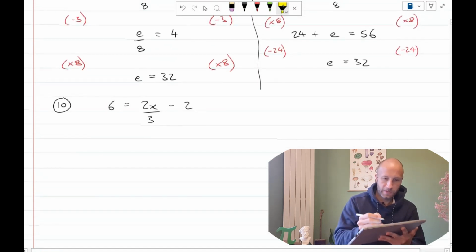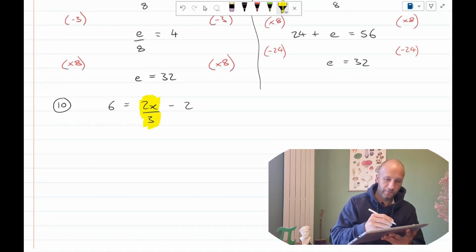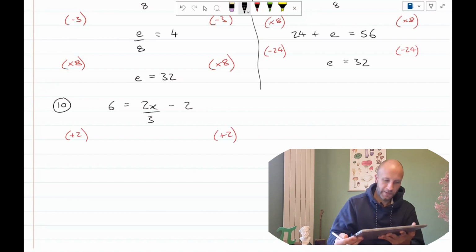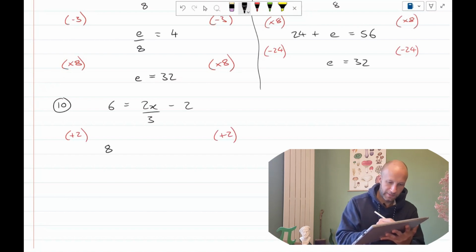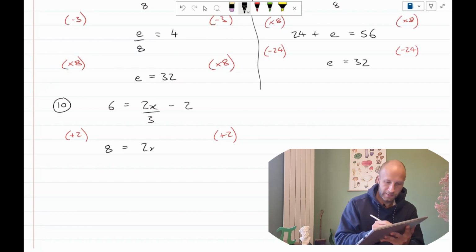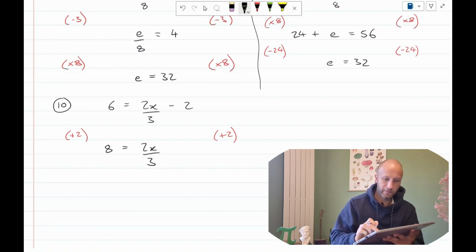So again, find where your x term is. This is the thing I want to get by itself. So I need to get rid of that minus 2. And I get rid of minus 2 by adding 2 to both sides. When I add 2 to the left, 6 plus 2 is 8. When I add 2 to the right, it just cancels the minus 2, and I'll get 2x over 3.